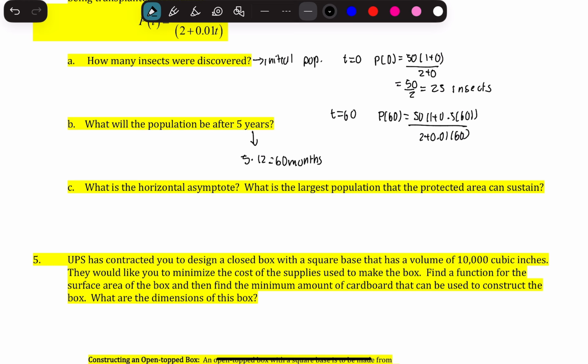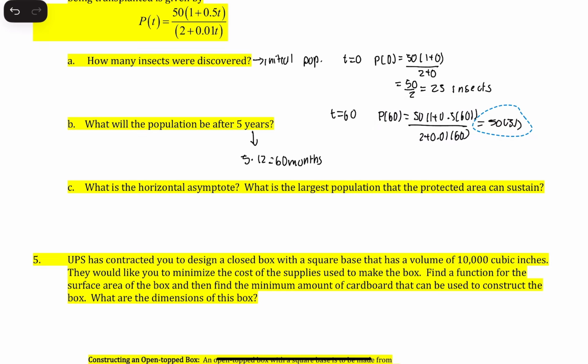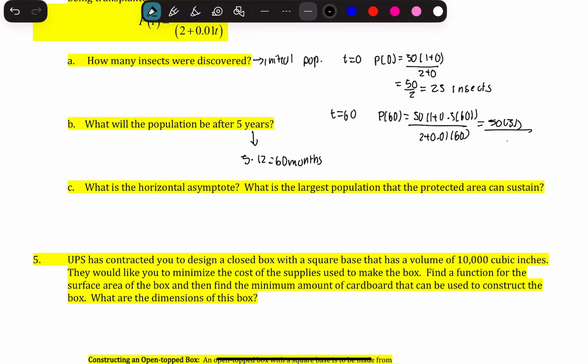Now we can simplify the numerator, and then we get 1 plus 30 is equal to 31. And then that's going to be equal to 50 times 31. And then below, we have 2 plus 0.6 is equal to 2.6. And now dividing this, we get 1,550 over 2.6, which is approximately equal to 596 insects after 5 years.